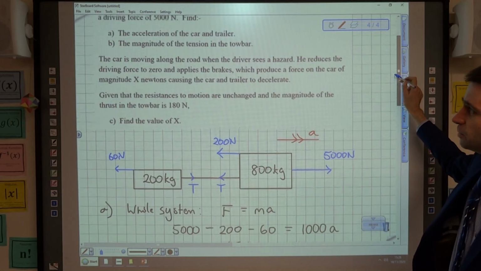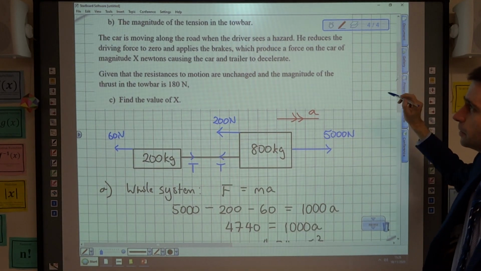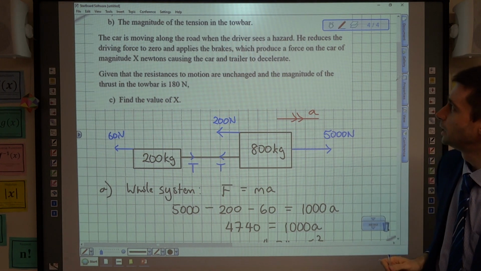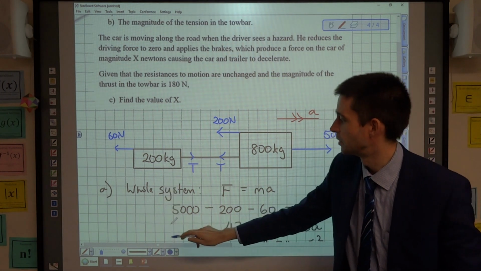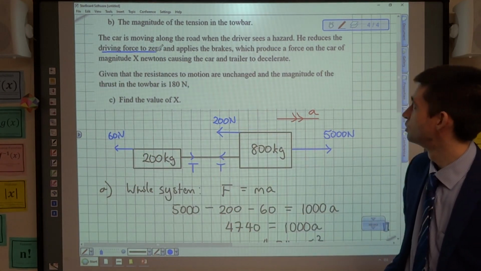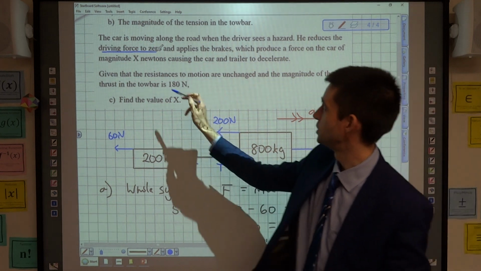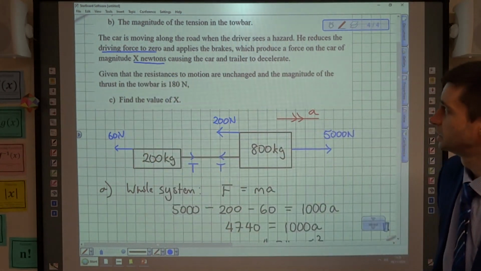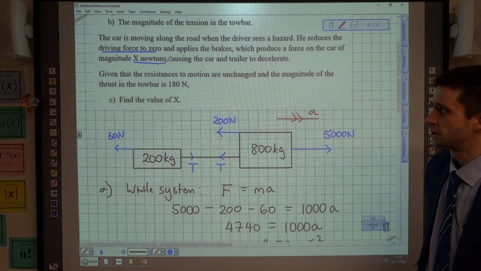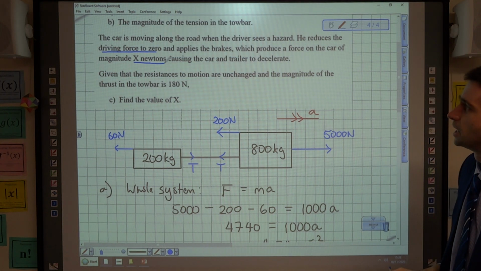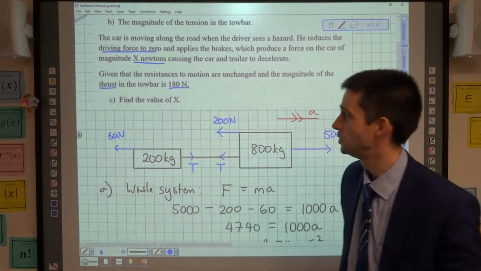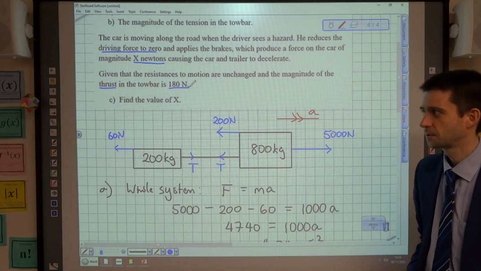Right, we've got some new information for part C, so let's read it and take note. The car is moving along the road when the driver sees a hazard. He reduces the driving force to 0 and applies the brakes, which produce a force on the car of magnitude x newtons, causing the car and the trailer to decelerate. Given that the resistances to motion are unchanged and the magnitude of the thrust in the tow bar is 180 newtons, find the value of x.